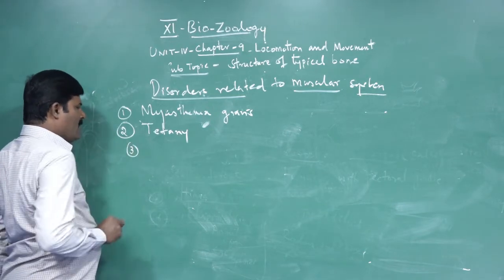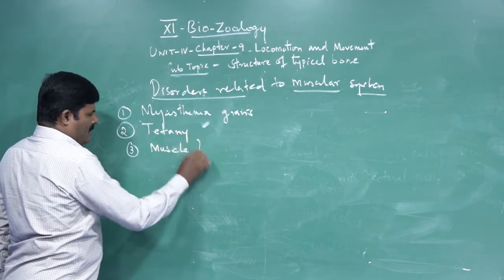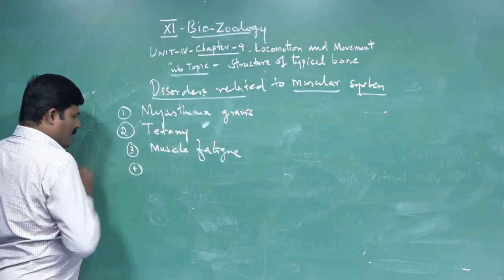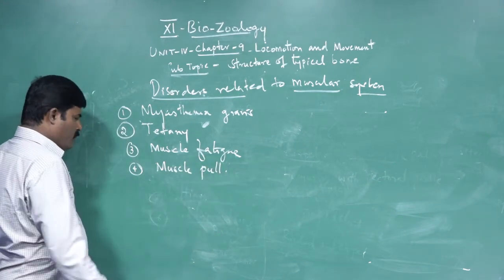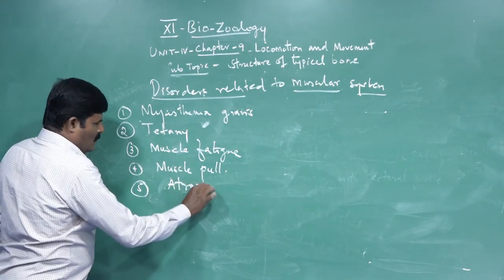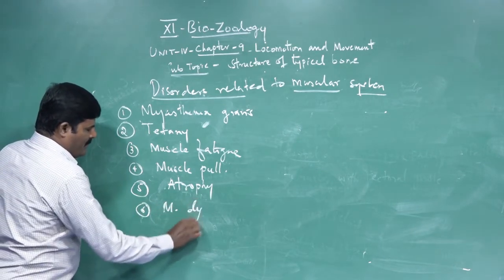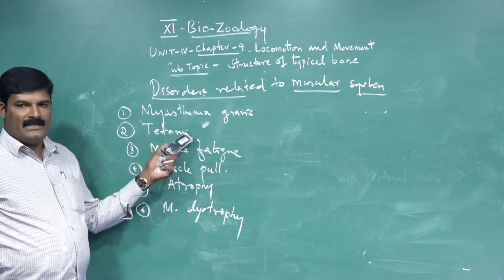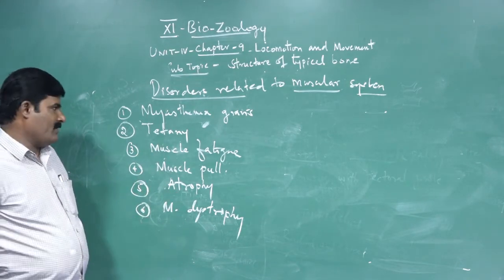The third type of disorder is muscular or muscle fatigue. Fatigue means tired. The fourth one is called muscle pull. The fifth one is called atrophy. The sixth one is muscular dystrophy. Myasthenia gravis, tetany, muscular fatigue, muscle pull, atrophy, muscular dystrophy. That is simple.